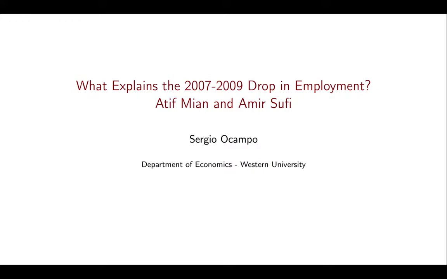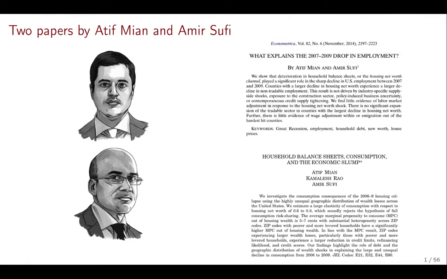In this second set of videos, we're going to be talking about a specific paper published in the journal Econometrica in 2014 by Atif Mian and Amir Sufi. The name of the paper is What Explains the 2007-2009 Drop in Employment. It is actually part of a pair of papers that Professors Mian and Sufi published very close together.